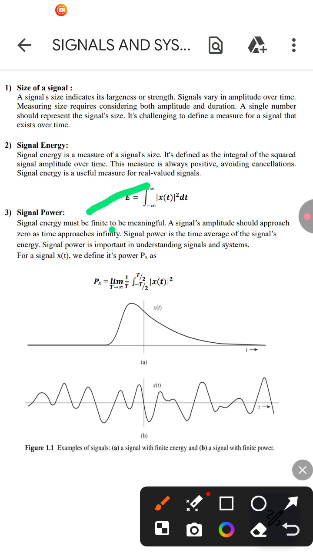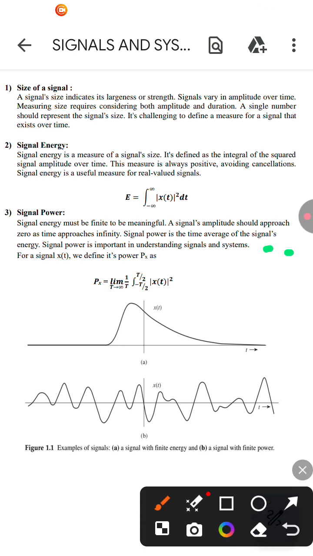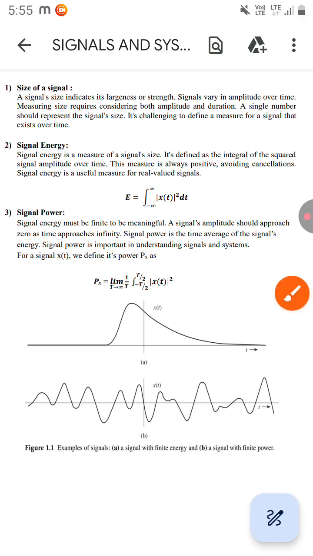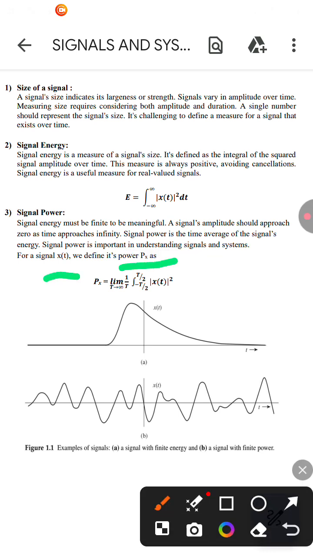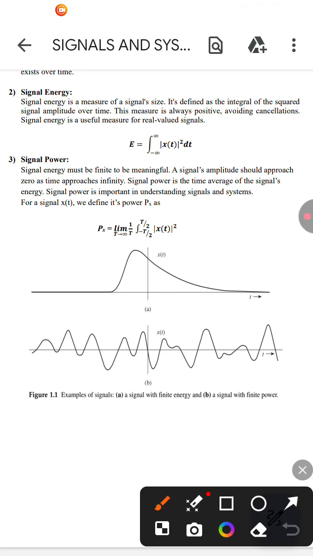Here signal energy must be finite to be meaningful, so a signal's amplitude should approach 0 as time approaches infinity. Signal power is the time average of the signal's energy. Signal power is important in understanding signals and systems. For a signal x of t, we define its power Px as the limit as T tends to infinity of 1 by T times the integral from minus T by 2 to T by 2 of modulus of x of t whole squared. If you observe here, the first figure represents a signal with finite energy, whereas the second figure represents a signal with finite power.